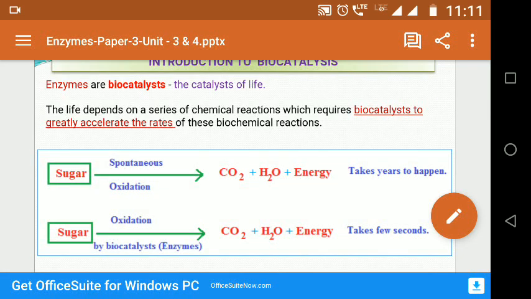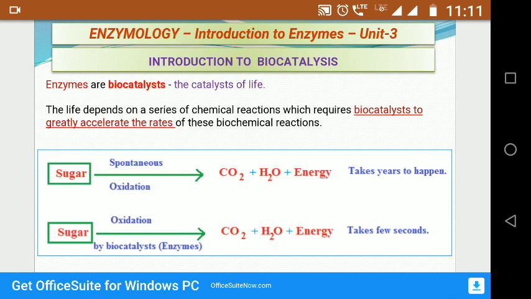Okay. I will explain the same thing in Telugu also.